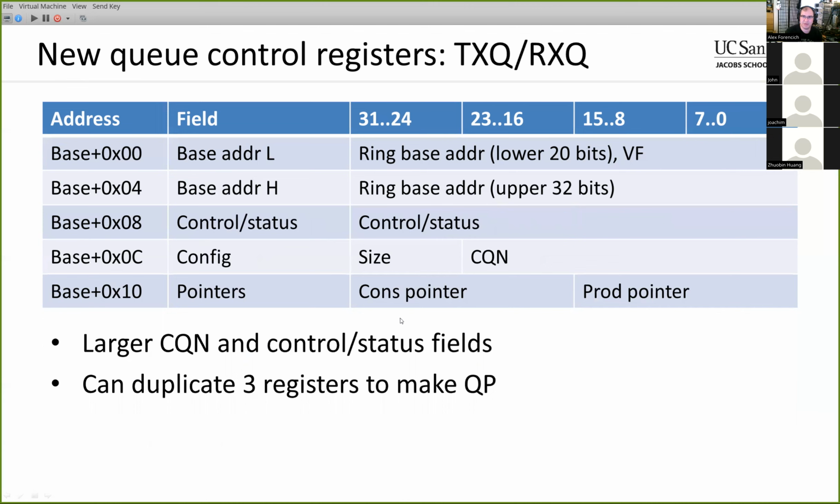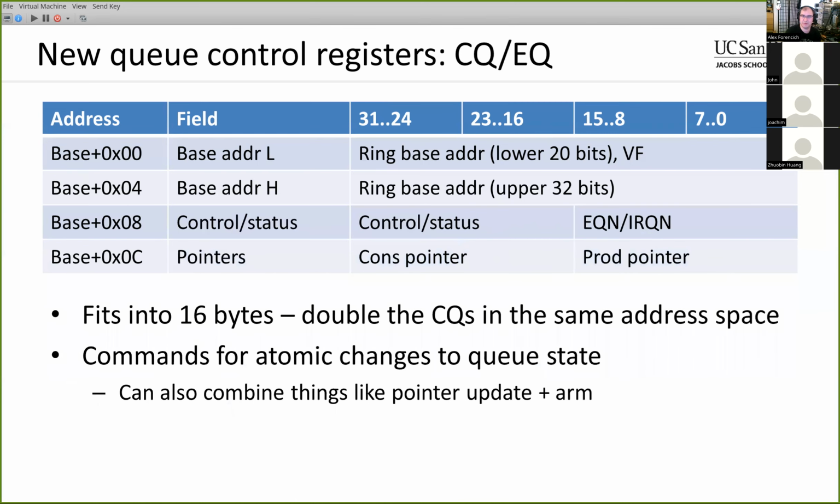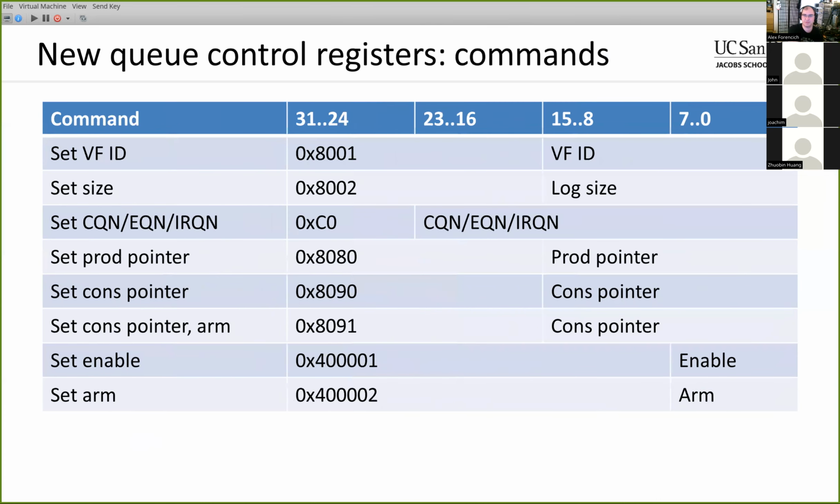basically anything other than the base address register. So for the TXQ and RXQ, any of these three registers, config, status, config, or pointers, and then for the CQ and the EQ, either the config or the control status or the pointers registers, either of those will accept these commands. So the upper portion defines what the operation is, the lower portion is the argument.